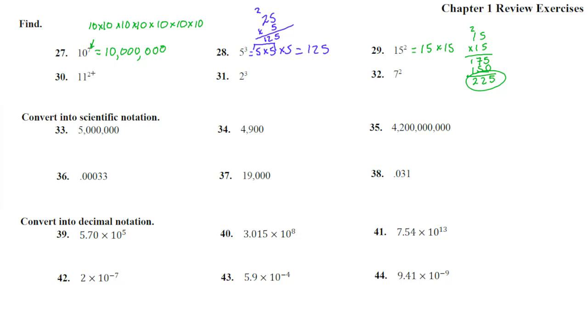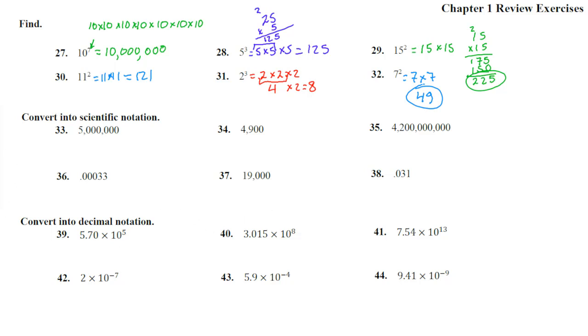Good. 11 to the second power is 11 times 11. We've memorized that one, so that is 121. Good. 2 to the third power, that's 2 times 2 times 2. These guys are 4. 4 times 2, we know that, that's 8. And then the final one, 7 to the second power, or 7 squared, is 7 times 7. We've memorized that one. That's 49.